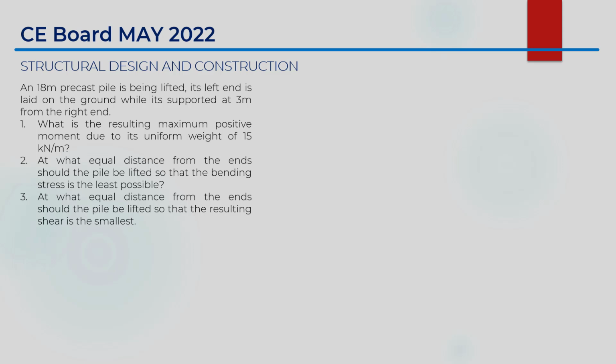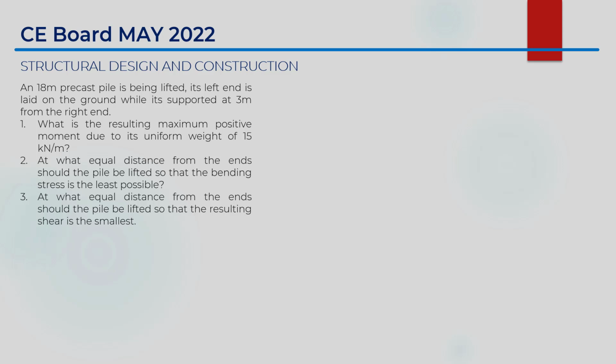The problem is: an 18-meter precast pile is being lifted. Its left end is laid on the ground while it's supported at 3 meters from the right end. Number 1, what is the resulting maximum positive moment due to its uniform weight of 15 kilonewton per meter? Second, at what equal distance from the ends should the pile be lifted so that the bending stress is least possible? And number 3, what equal distance from the ends should the pile be lifted so that the resulting shear is the smallest?